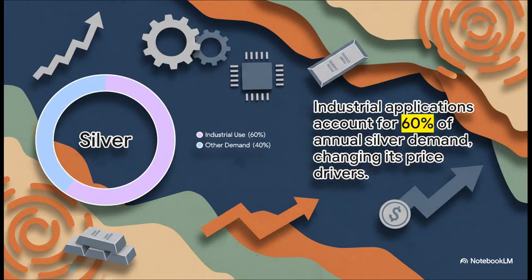But here's where it gets really interesting, because those lines are starting to blur. Take silver, for example. We all tend to think of it like a mini gold, right? A monetary asset. But look at this. A full 60% of silver demand today comes from industrial uses. We're talking electronics, solar panels, electric vehicles. It's becoming less of a precious metal and way more of a critical industrial component, and that totally flips the script on how you should think about its price.